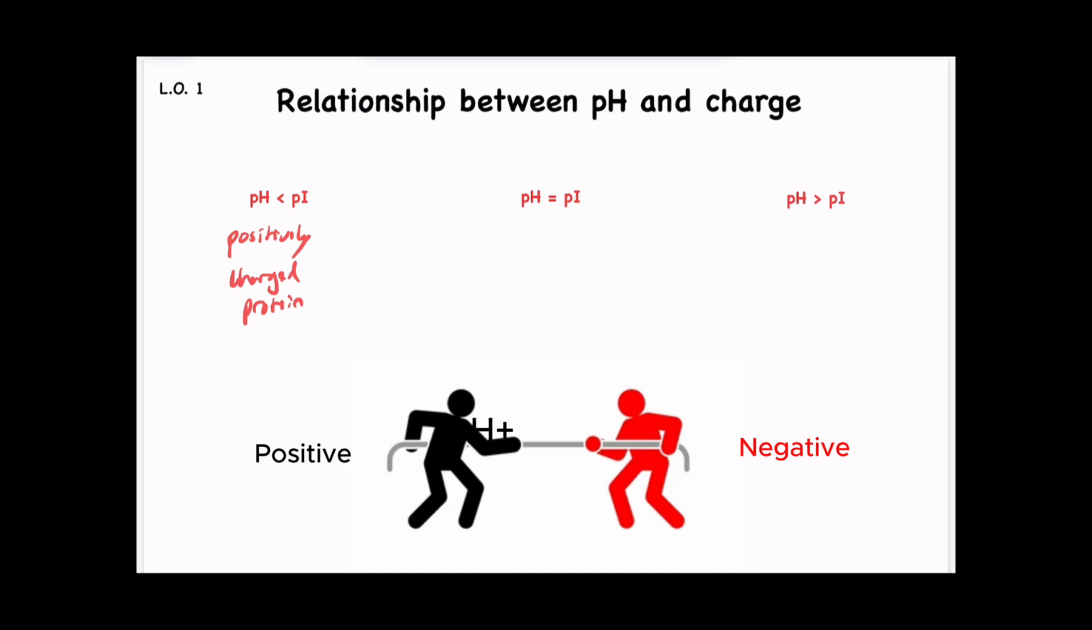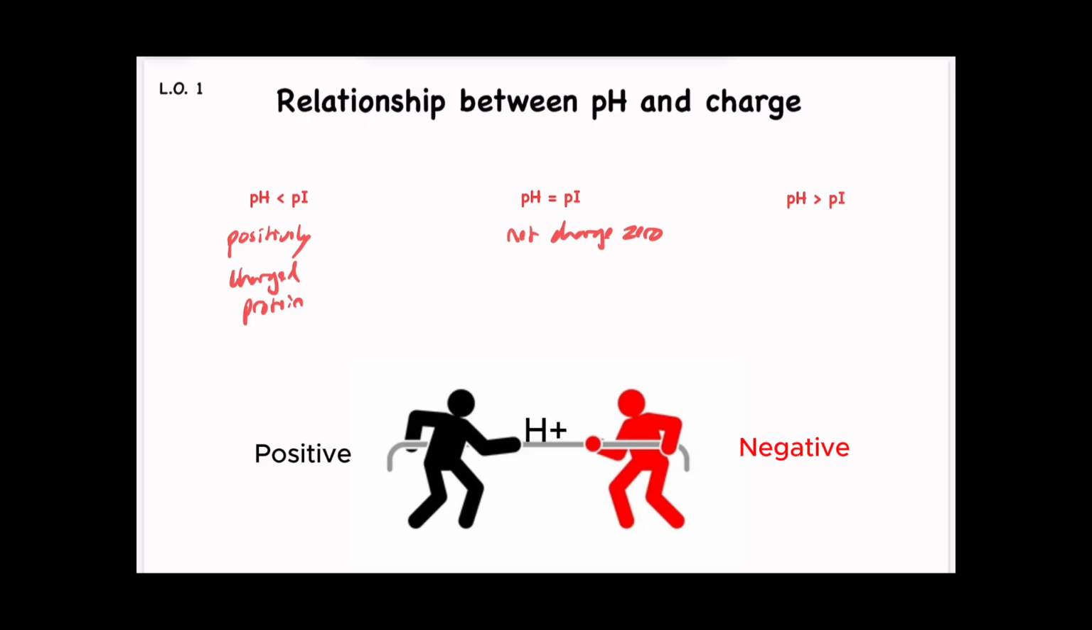Now let's think about pH equals pI. This is when our protein is going to have a net charge of 0. So we're not going to have a charge on our protein. In terms of our tug of war, we can think about this as the protein being right in the middle. There's a perfect balance between the groups that can be protonated and deprotonated in the solution. And so our protein is not going to be charged.